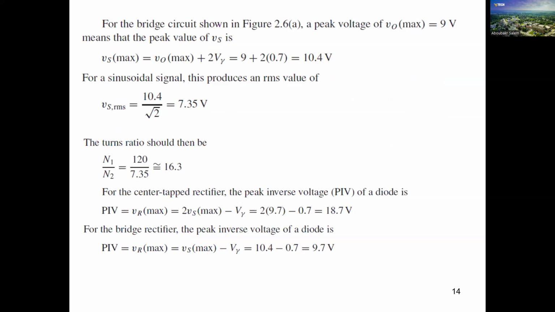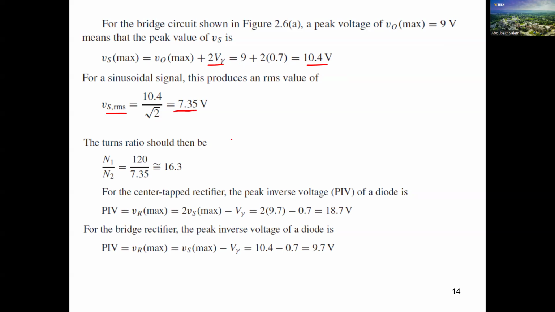What about the bridge configuration? For the bridge configuration, V out maximum plus 2 V gamma is the secondary voltage. So you now have 2 V gamma, 2 times 0.7, plus 9, so 10.4 volts. The RMS value of this can be obtained by dividing by root 2. So the secondary RMS value is going to be 7.35.